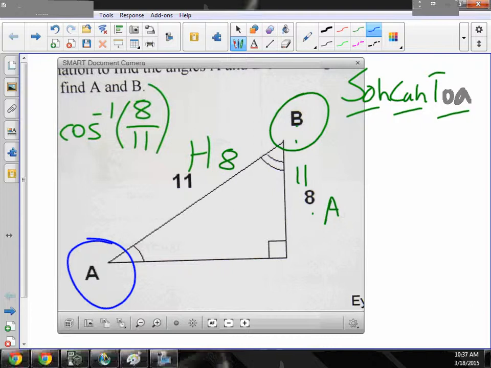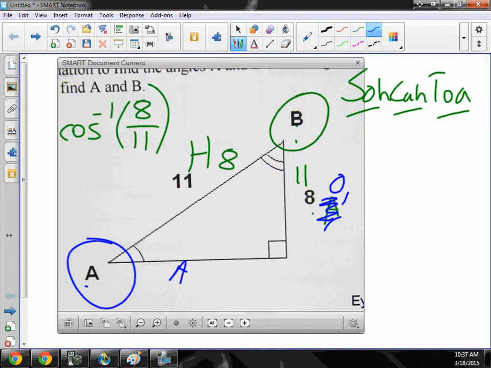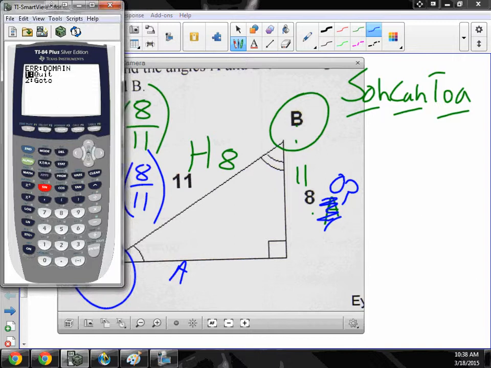Well, if I pick A as my theta, how does that change the labeling of the sides? Now this one is adjacent, and this one becomes opposite, and the hypotenuse remains where it is. So we're now dealing with which trig function? Nope, not adjacent. We don't know what it is. We're now dealing with opposite and hypotenuse, which is the sine. So sine inverse of 8/11ths will tell us how big angle A is.